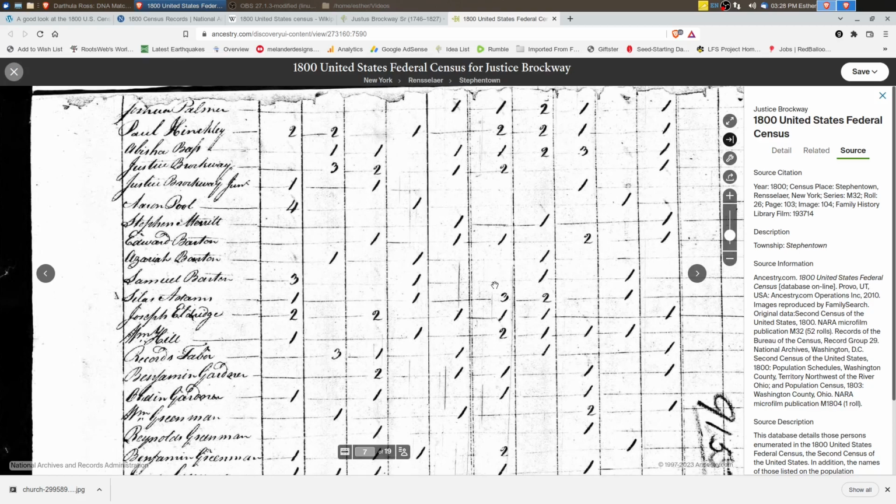Anyway, I hope this was helpful in how you can evaluate a census like this and see how you can use it to analyze the family and learn more about the household and everything for your family history research.